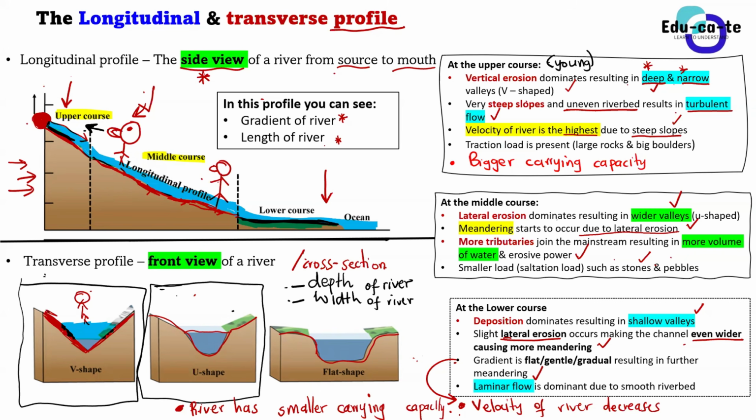So if you are asked to talk about anything that relates to the carrying capacity at the lower course, or if you are asked to explain why deposition is the main fluvial process taking place at the lower course, first of all, you want to explain that the gradient is flat, causing the velocity of the water to become smaller or slower, or you can say the velocity of the river decreases.